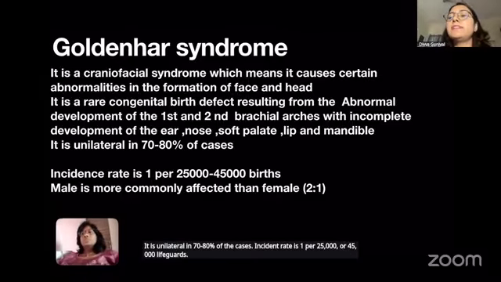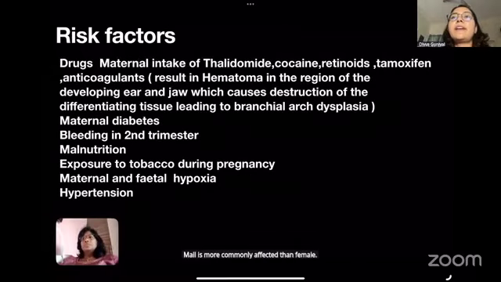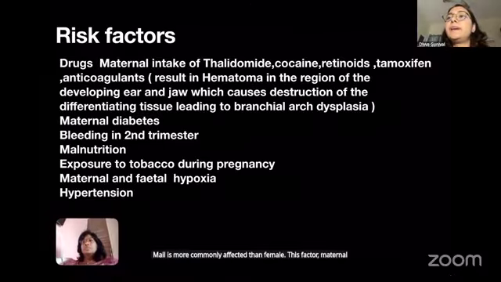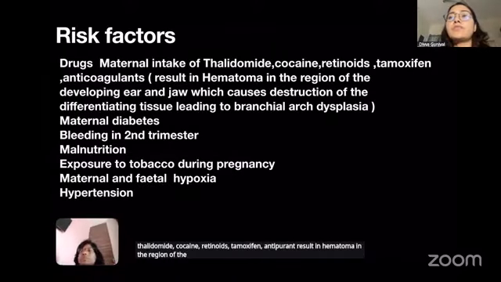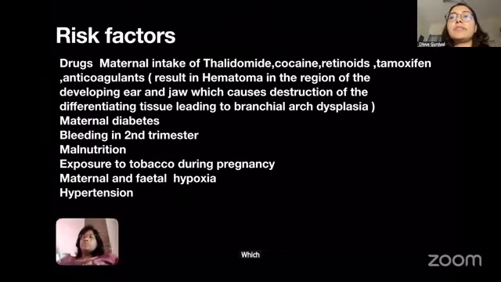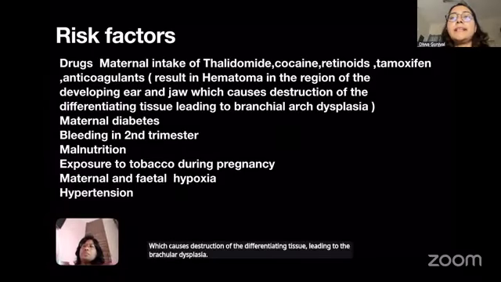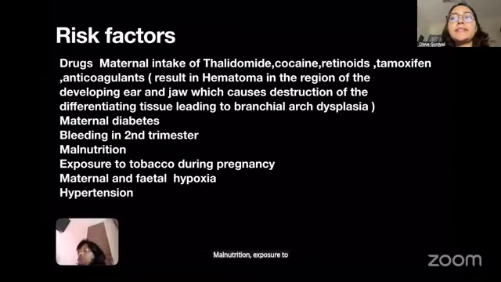Male is more commonly affected than female. Risk factors: maternal intake of thalidomide, cocaine, retinoids, tamoxifen, anticoagulants result in hematoma in the region of the developing ear and jaw, which causes destruction of the differentiating tissue, leading to branchial arch dysplasia. Maternal diabetes, bleeding in second trimester, malnutrition, exposure to tobacco during pregnancy, maternal and fetal hypoxia, and hypertension.